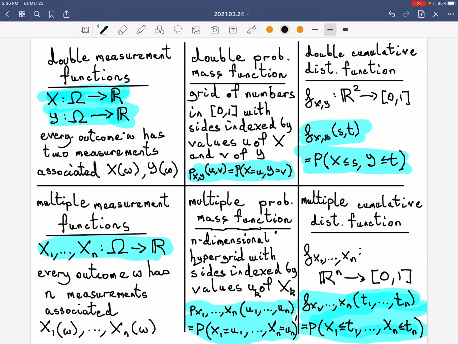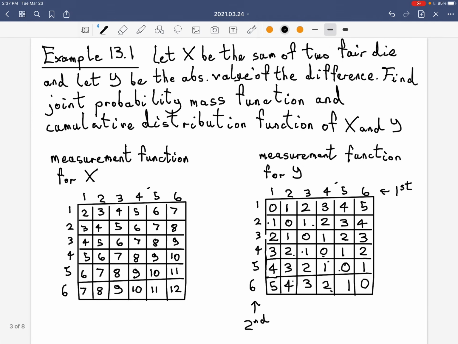You give it this list of numbers t1 up to tn. And what the function tells you is the probability of your ensemble of random variables simultaneously satisfying all of these upper bounds. So you input t1, t2, up to tn into the multiple cumulative distribution function, and what it tells you is the probability that your first random variable is less than or equal to t1, your second random variable is less than or equal to t2, your third random variable is less than or equal to t3, and so on like that.